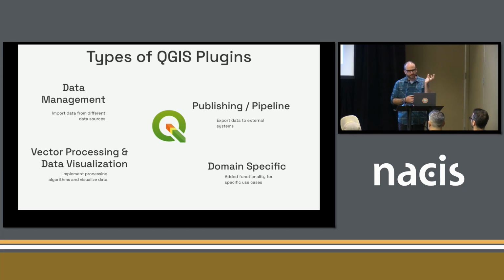You have sort of your data management plugins that allow you to pull in data from other sources, these sorts of things. Then you have what I call vector processing and data visualization, where you're sort of implementing maybe geoprocessing algorithms that aren't natively available in QGIS, manipulating vector layers to give you different visualizations. You have things like publishing or pipeline plugins that allow you to export to some external system. And then really there's these domain-specific ones that add functionality for very technical domain-specific use cases.